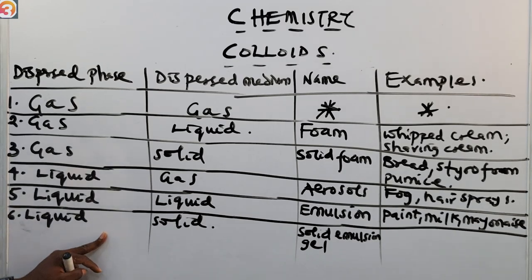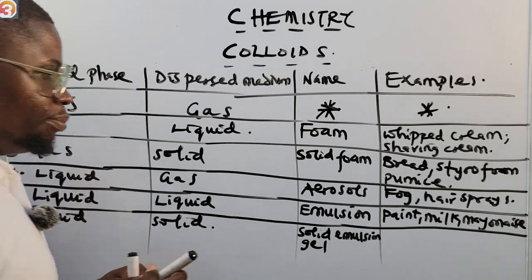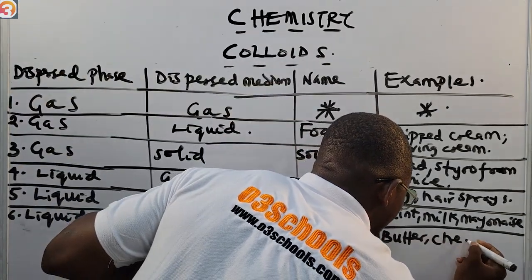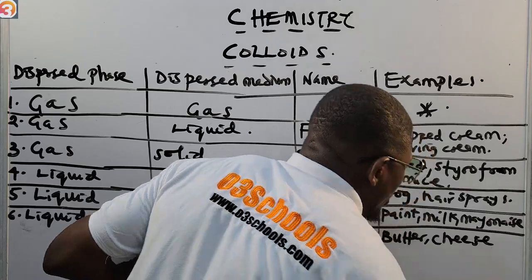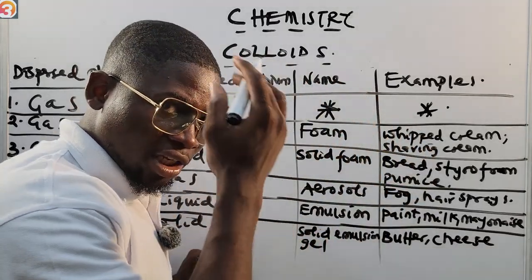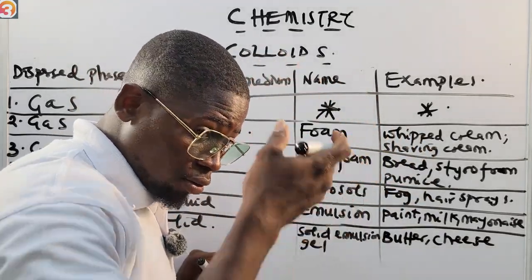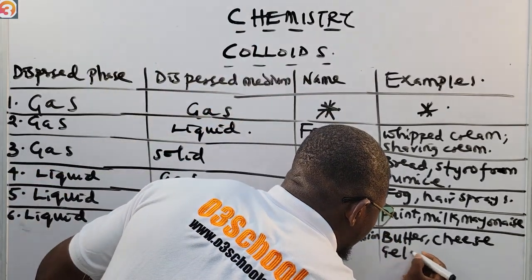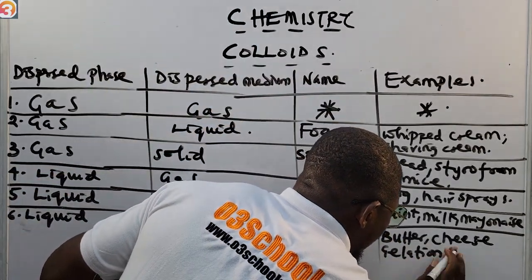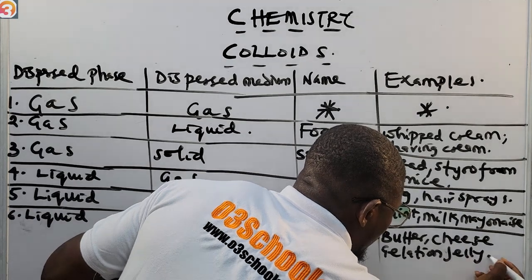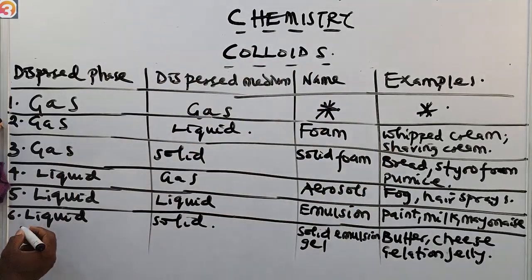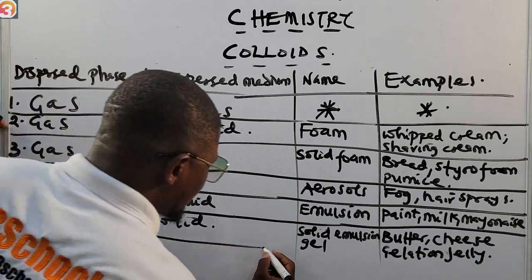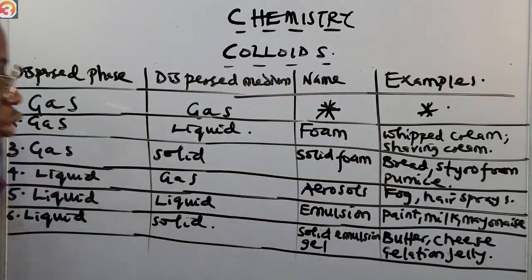Examples are butter, cheese. Also for the ladies, you know the gel you use on your hair to hold your hair together. Another example is gelatin jelly. So this is another example of a liquid solid colloidal system.